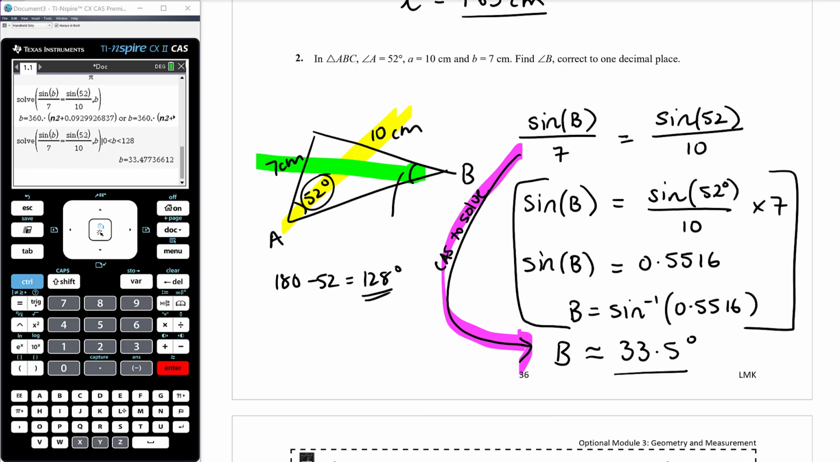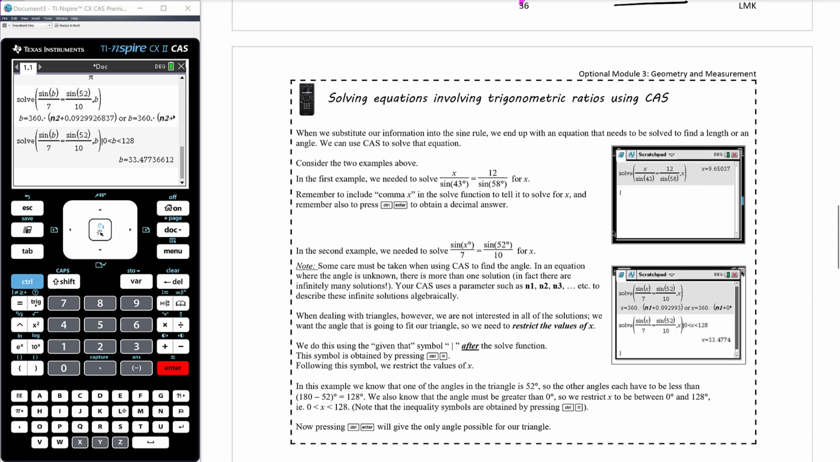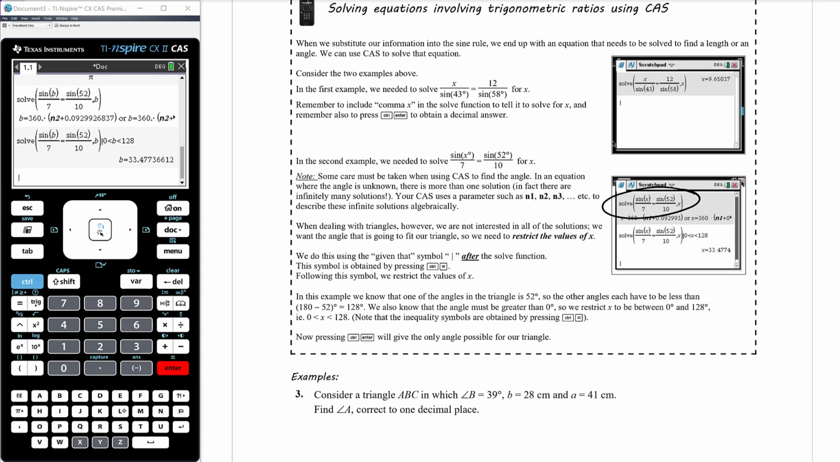Okay. All right. So the box here just talks about solving equations with trig ratios using CAS. So when you solve for a length, that's fine. There's nothing complicated. You just solve for x. However, when it's the angle that's unknown, you'll get what we call a general solution, which is not helpful. So you need to put this restriction, and it goes after the solve function. The most common error students make is they try to put it inside this bracket. So close the bracket, given that, and then the restriction. And then by doing that, you'll get the solution you need.